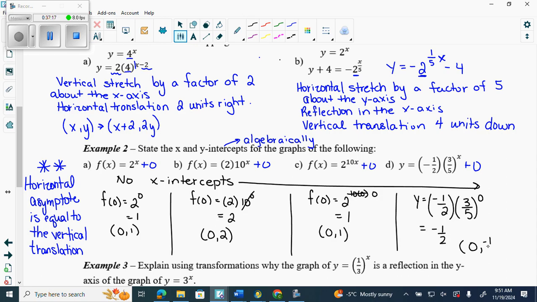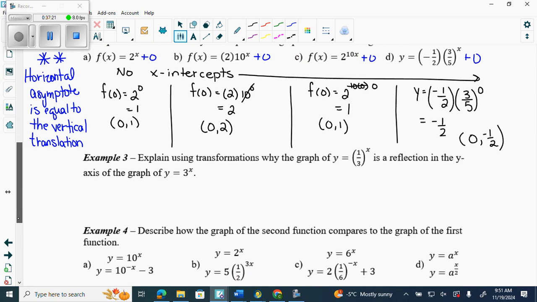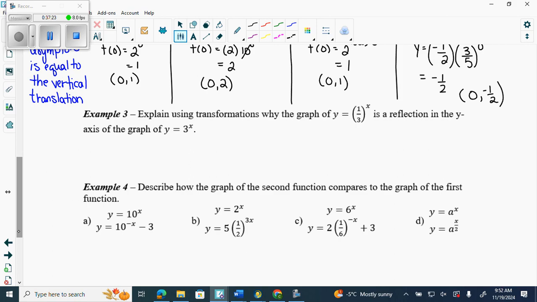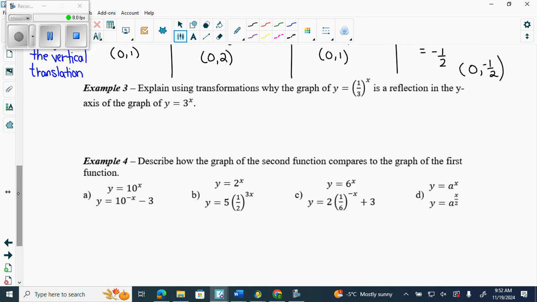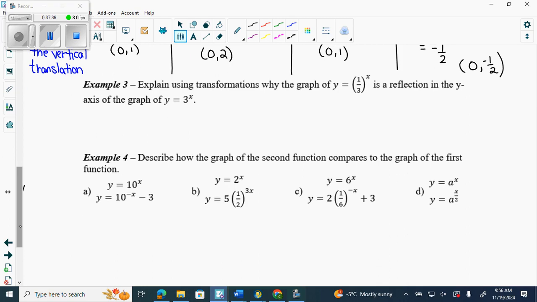We are not done. Do not pack up. We already did example 3 on the other page. Describe. Go. 4. We're kind of doing our homework embedded in our notes, so let's go. So this one, we're just going to discuss it.